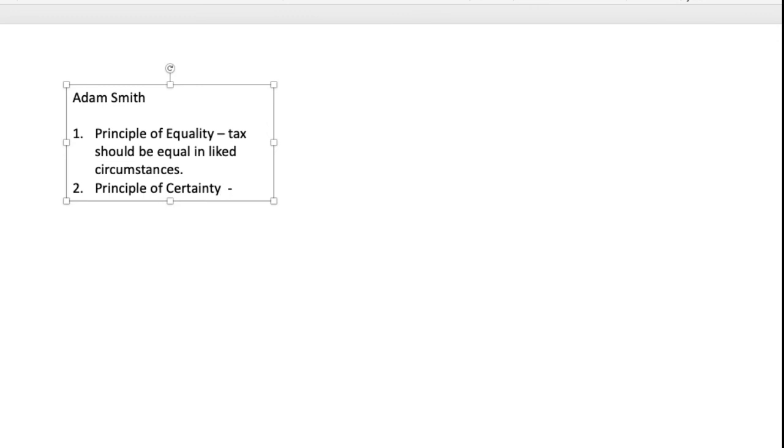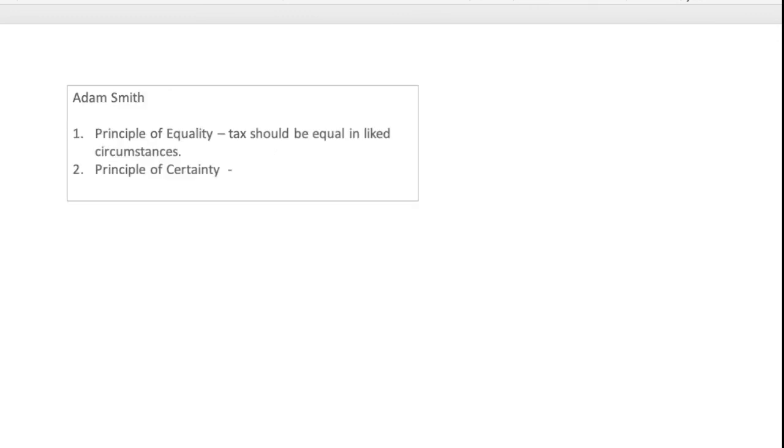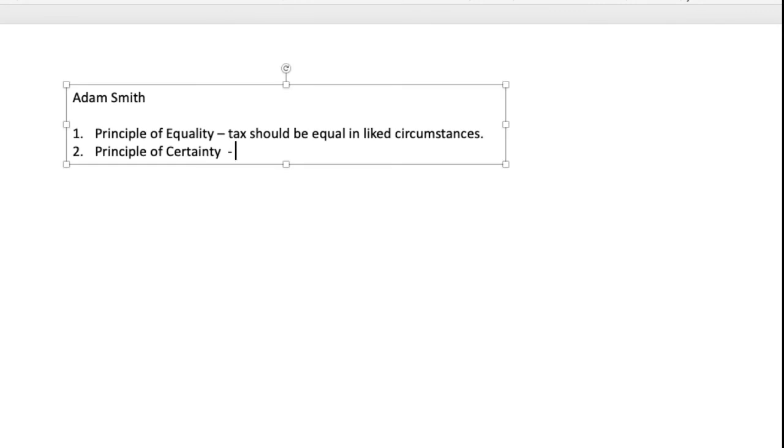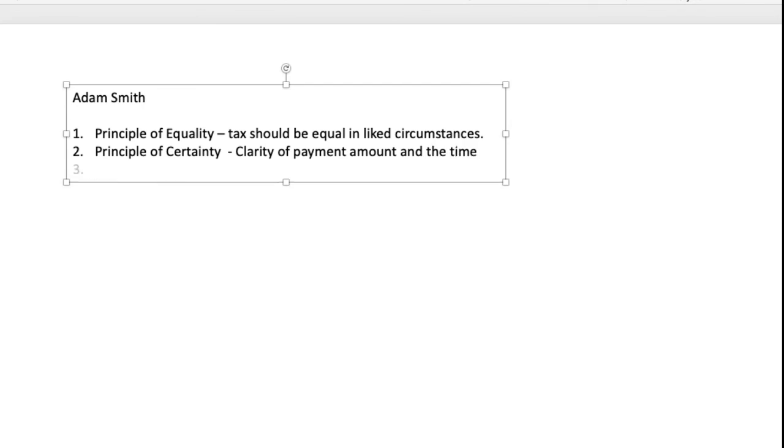So tax payment should be clear. There is clarity of the payment amount and the time. There is nothing abrupt, meaning without any conclusion or information. That's it.